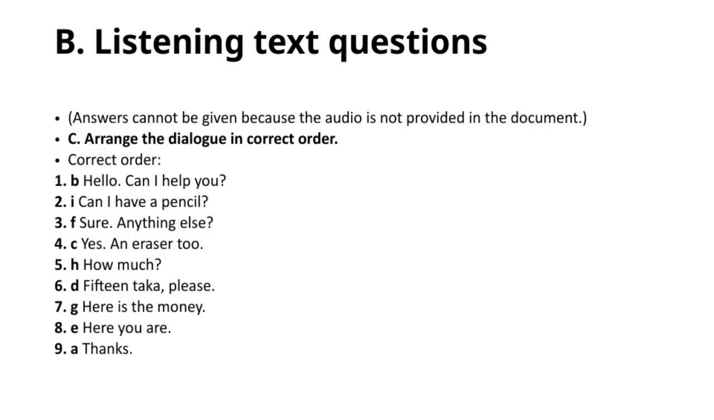Let's walk through the correct order of the dialogue. First, we have someone greeting and offering help by saying, "Hello, can I help you?" Then the customer responds, "Can I have a pencil?" Next, the shopkeeper agrees and says, "Sure, anything else?" The customer adds, "Yes, an eraser too." At this point, the shopkeeper asks, "How much?" The customer then states the price, "15 taka, please."